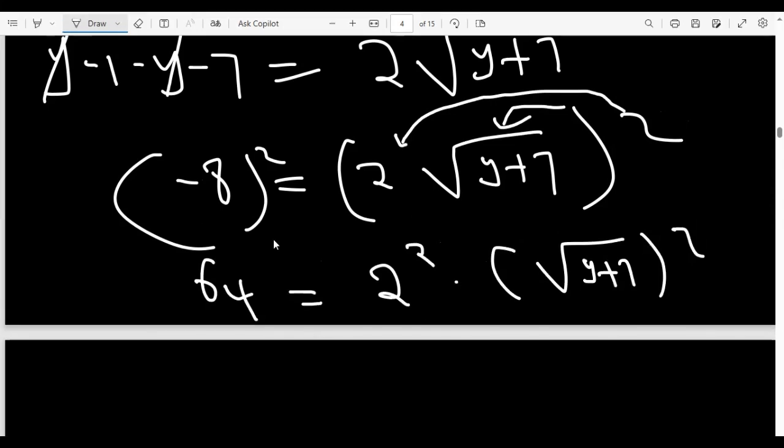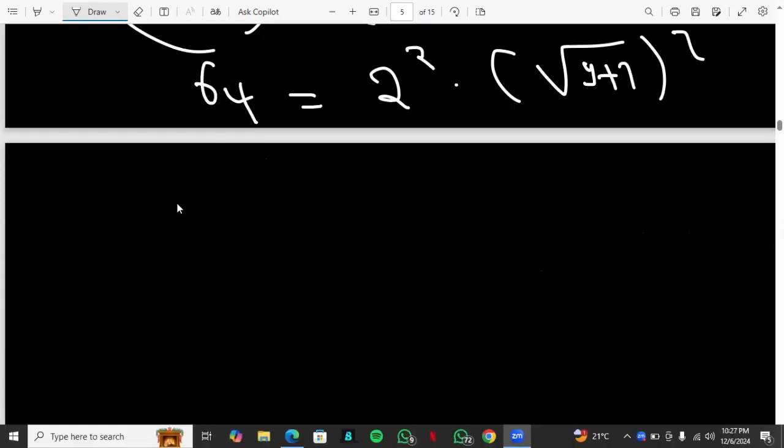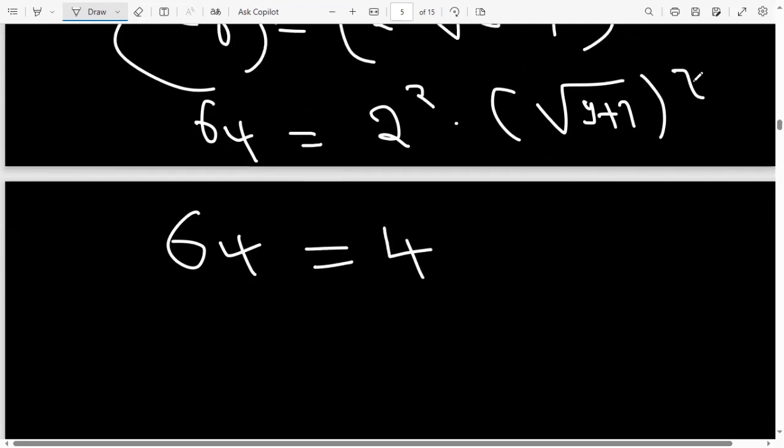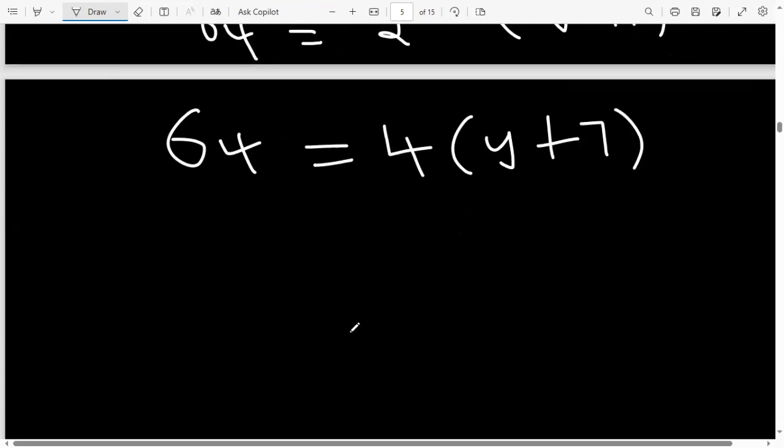Okay, and then from here, we see that we are going to get 64 is equal to 4 times (y plus 7). What is 2 squared? 2 squared is 4. And then here, this square and this root cancel out, so we are going to remain with y plus 7. Okay, and then from here, we can divide by 4 both sides.